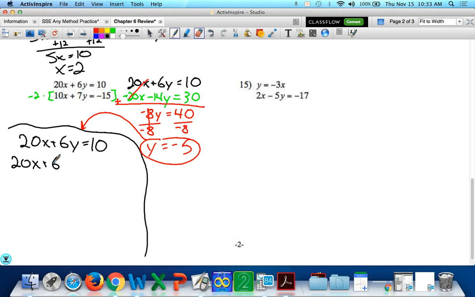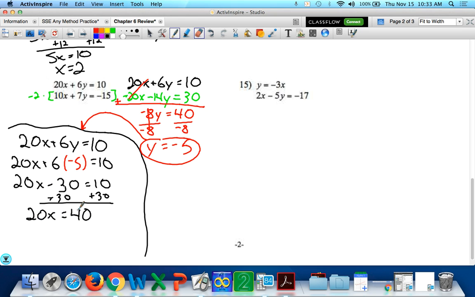20x plus 6. Now again, my y is a negative 5 equals 10. So that gives me 20x minus 30 equals 10. I'm going to add 30 to both sides. Gives me 20x equals 40. Divide by 20, divide by 20. And that's going to be a nice even x equals 2.